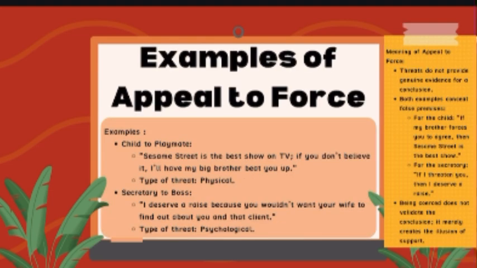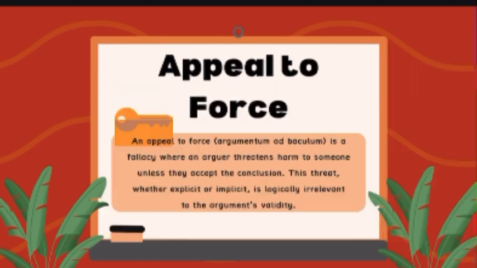So an example of appeal to force is a child saying this to their playmate. Example: Sesame Street is the best show on TV. If you don't believe it, I'll have my big brother beat you up. So this type of appeal to force pertains to threatening the listener to be physically beaten up. So this makes the evidence not genuine and also not valid.